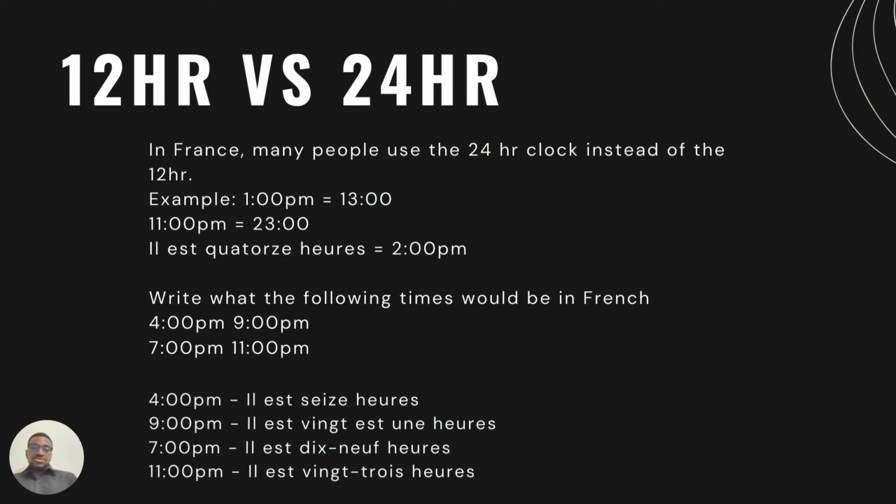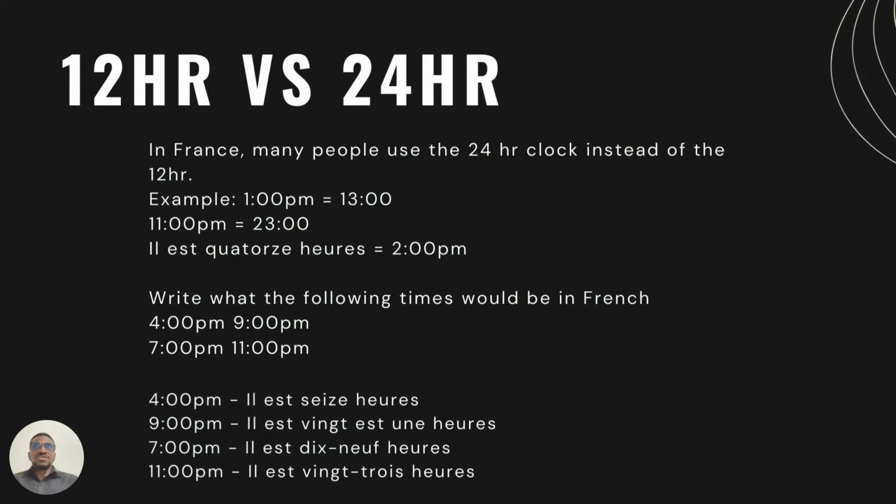So basing it on that, let's look at some examples here. We have 4 p.m., 9 p.m., 7 p.m., 11 p.m. You can try those by yourself, and then we'll just look at the examples here. 4 p.m. in the 24-hour, it's what? 1600. So we therefore say il est 16 heures. 16, that's our word for 16. 9 p.m., that's 2100 hours. Il est 21 heures. 7 p.m. is your 1900 hours. Il est 19 heures.